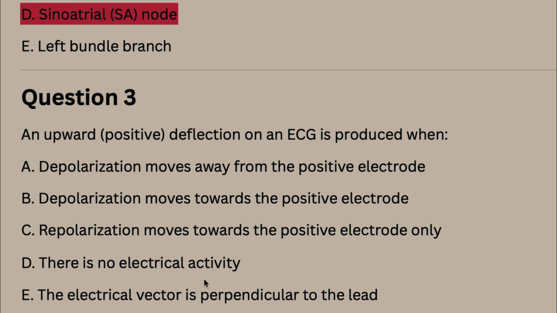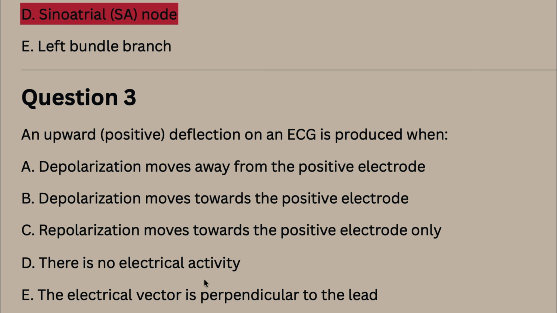And here the correct answer is option B. Now let's look at the distractors. Moving away, that's negative deflection. No electrical activity, that's a flat line. Perpendicular vector is usually an isoelectric line. These are classical examiner tricks.